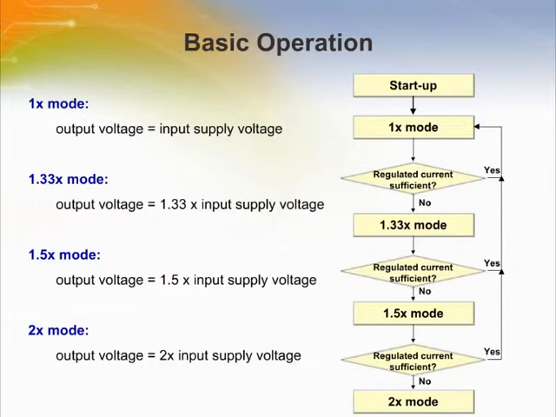In 1.5x mode, the output voltage is approximately equal to 1.5 times the input supply voltage, while in 2x mode, the output is approximately equal to 2 times the input supply voltage. If the device detects a sufficient input voltage is present to drive all LED currents in 1x mode, it will change automatically back to 1x mode.